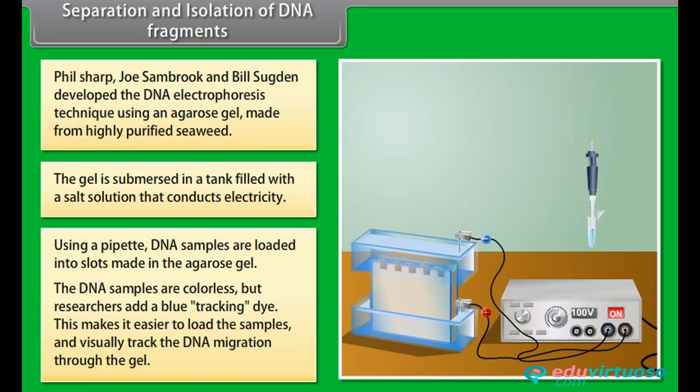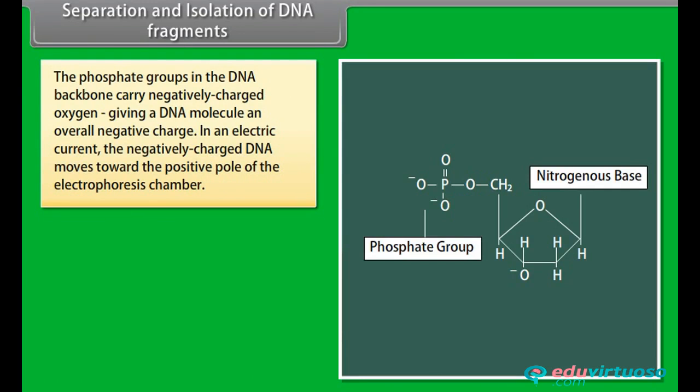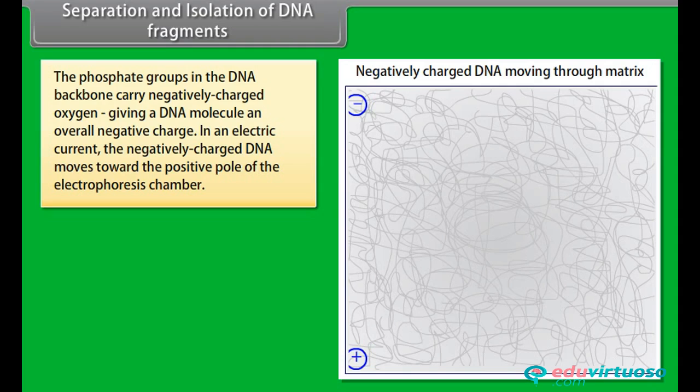The DNA samples are colorless, but researchers add a blue tracking dye. This makes it easier to load the samples and visually track the DNA migration through the gel. The phosphate groups in the DNA backbone carry negatively charged oxygen, giving a DNA molecule an overall negative charge. In an electric current, the negatively charged DNA moves towards the positive pole of the electrophoresis chamber.